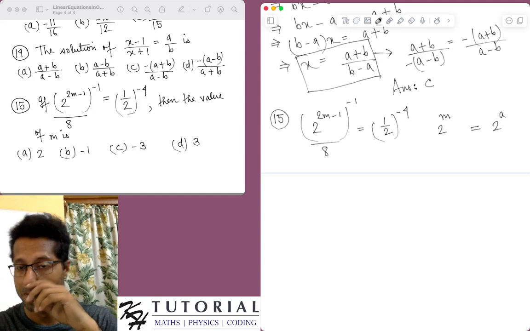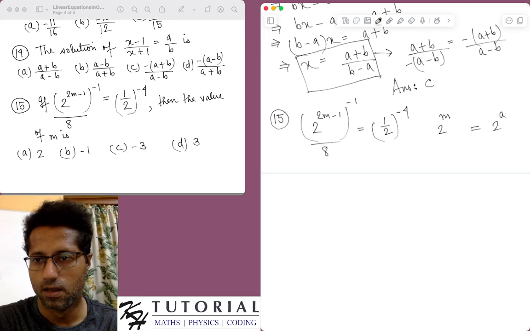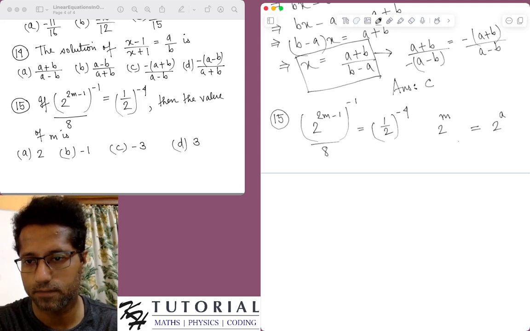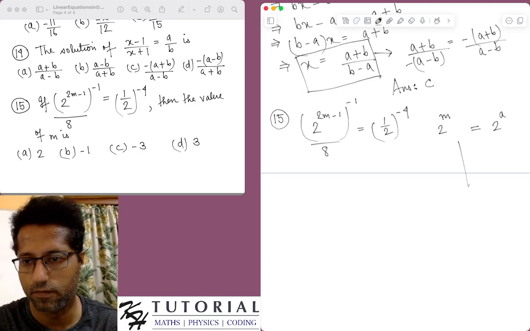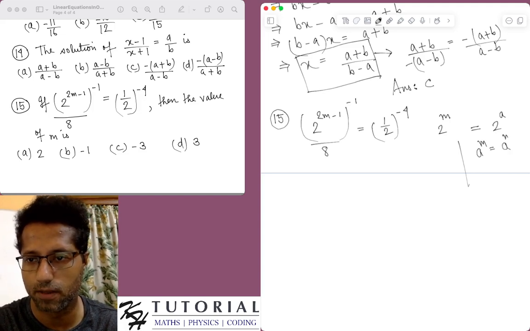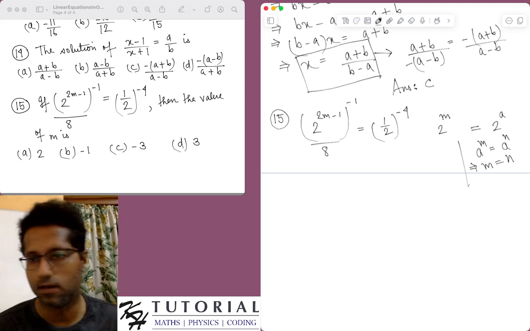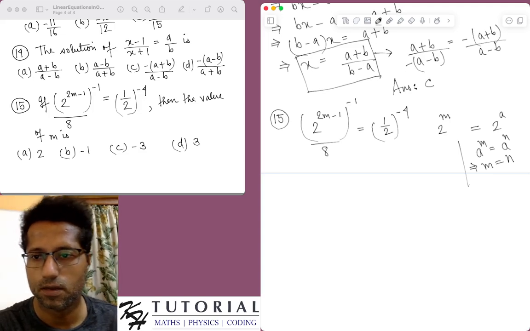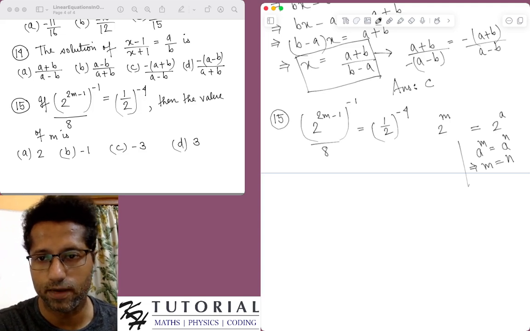I am just, for the sake of understanding the discussion, saying if a^m = a^n, then we will equate the powers, because we know from the laws of exponents that if the base is the same, a to the power m equals a to the power n implies that m equals n. If the bases are the same, then the powers will be the same. If the two bases are the same, we will apply this concept. So now first we have to simplify this equation.